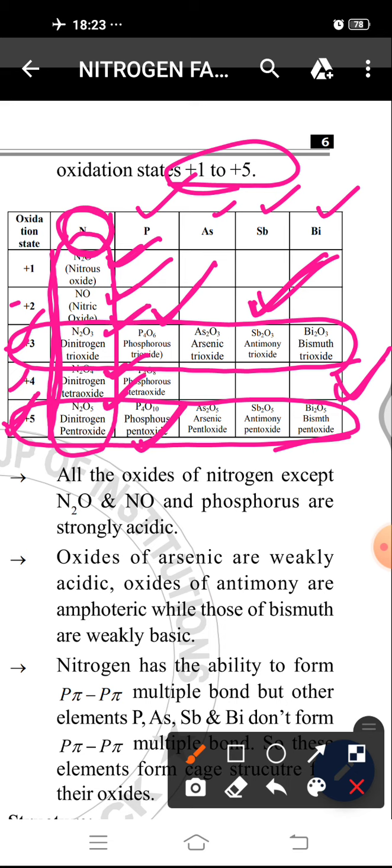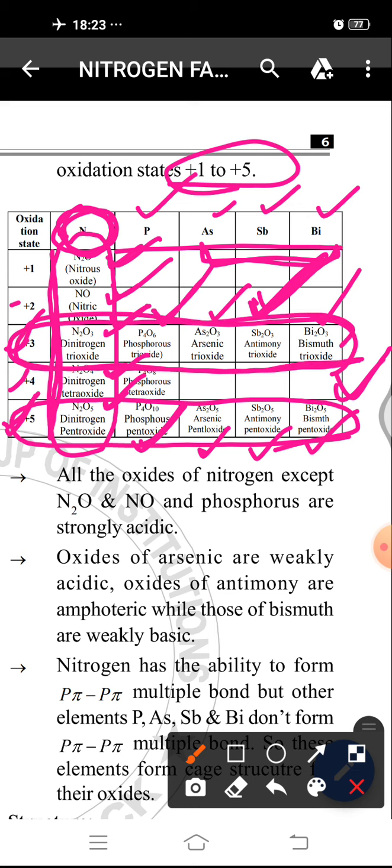P4O10, this is also a dimeric state, but arsenic, antimony, bismuth exist in their usual form: As2O3, Sb2O3, Bi2O3, then As2O5, Sb2O5 and Bi2O5. That is, except nitrogen, all the elements form oxides having oxidation state +3 and +5.